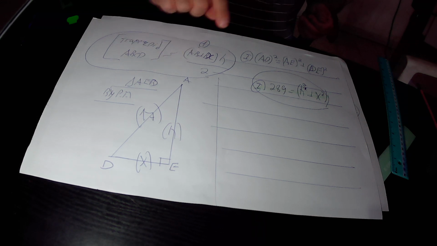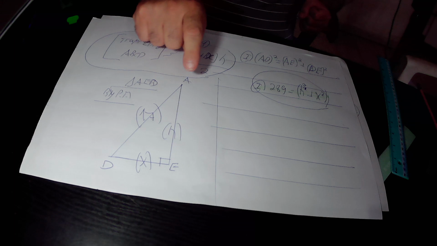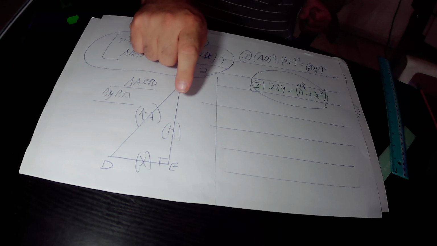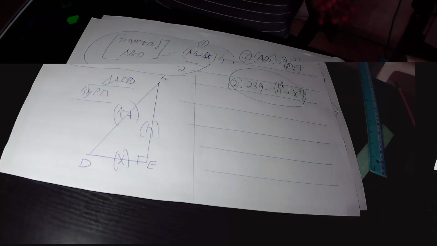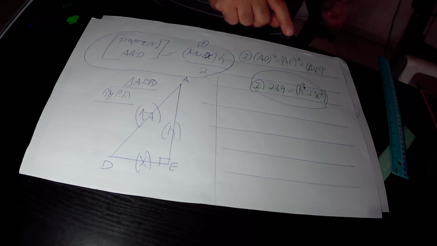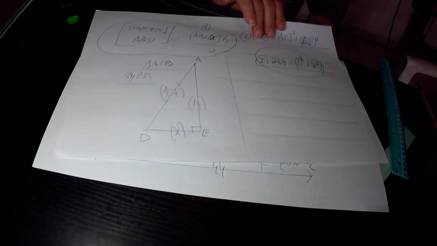AD is 17, therefore AD squared is 17 squared, that is 289, plus AE squared. AE is h, therefore AE squared is h squared, plus DE squared. DE is x, therefore DE squared is x squared. So in total, according to equation 1, we found out that h squared plus x squared equals 289. Again, h squared plus x squared is equal to 289. This is according to equation 1.